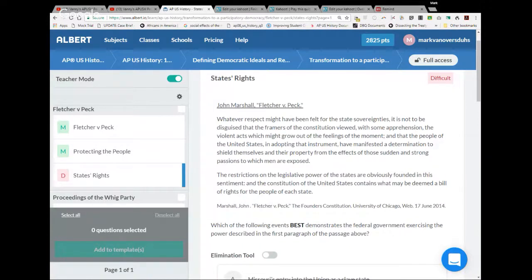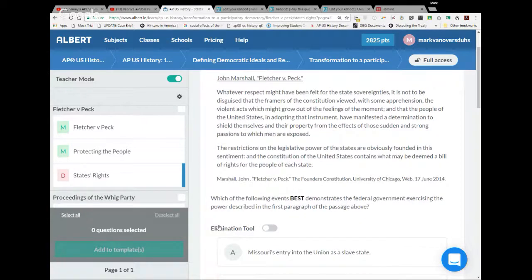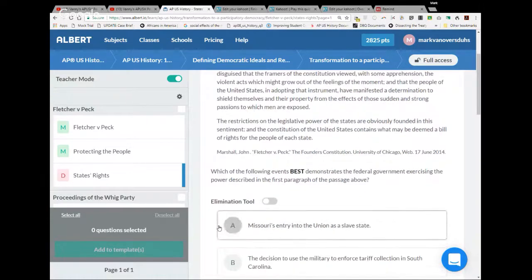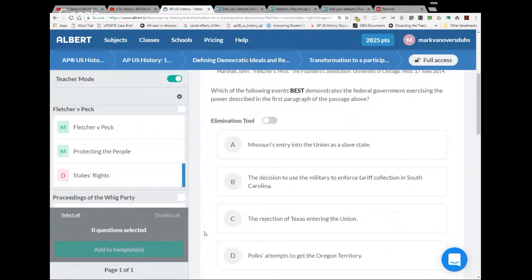The question says, which of the following events best demonstrates the federal government exercising the power described in the first paragraph of the passage above? Missouri's entry into the Union as a slave state, the decision to use the military to enforce tariff collection in South Carolina, the rejection of Texas entering the Union, or Polk's attempts to get the Oregon Territory.